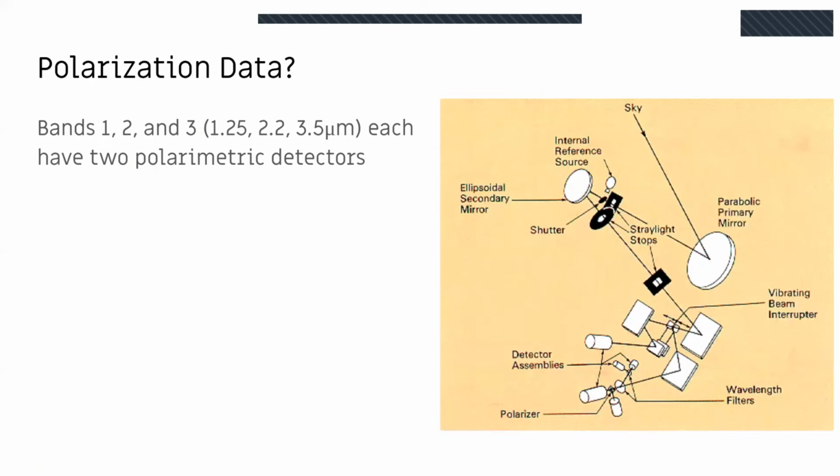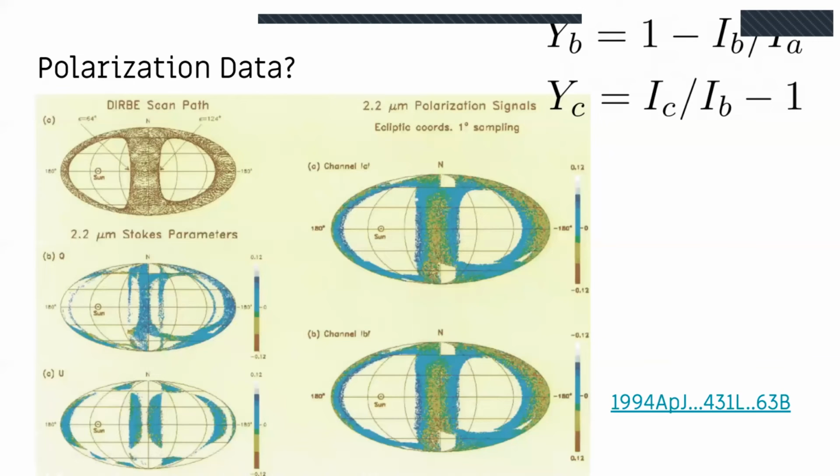Because of the way these polarimetric detectors are designed, they're actually orthogonal to each other, which means you're only allowed to measure 1 Stokes parameter at a time. So it was kind of difficult to figure out what the data was supposed to look like in polarization, but there was one publication, which you can find here.